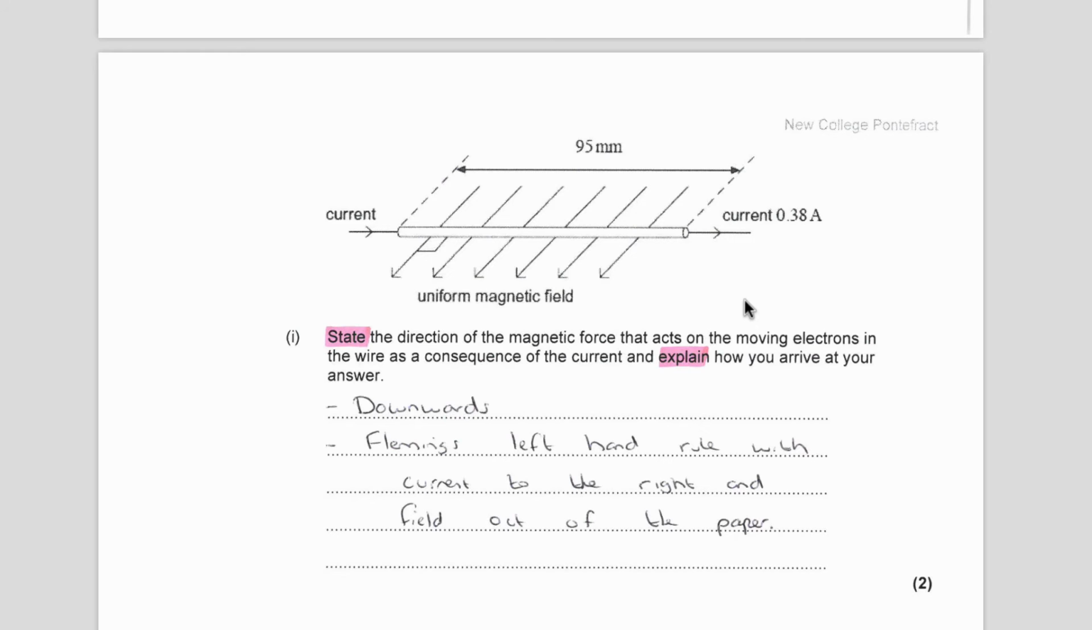If we do that, then our thumb points downwards. So we need to state the direction, so that's downwards. We then need to explain how we arrived at it. Well, we basically just say Fleming's left-hand rule with current going to the right and the field going out of the paper. So therefore the force is downwards. 1 mark for downwards, 1 mark for this explanation.